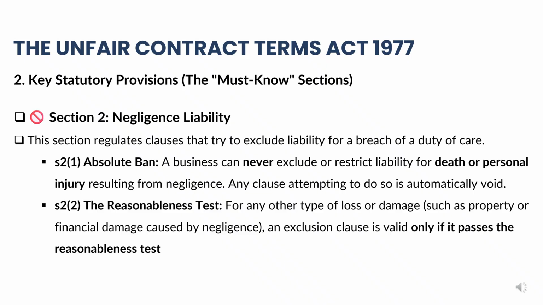To connect this back to our previous discussion on mechanisms, Section 2 is the perfect illustration of how the Act splits its approach. This entire section regulates clauses that attempt to exclude or restrict liability for a breach of a duty of care. First, let's look at the absolute statutory ban we just introduced. Under Section 2, subsection 1, the law draws a non-negotiable ethical line. A business can never exclude or restrict its liability for death or personal injury resulting from negligence.